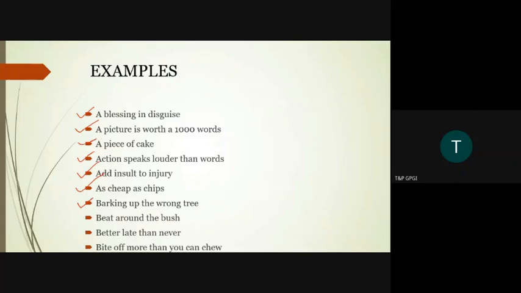So barking up the wrong tree means to be wrong about the way to achieve something or the reason for something. Okay, to be wrong about it. Okay, so I'll give you an example.